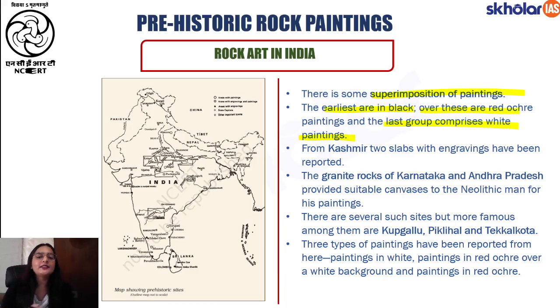Now, apart from all the states which we have discussed, we are going to take an example of Kashmir. Now, Kashmir, students, is important because herein we have found another type of painting, that is engravings. Okay, what is engraving? Engraving means making something by digging into a stone slab. Painting is done with paint and engraving is done by digging, and that is why this example of Kashmir is important. Apart from this, students, even in the states of Karnataka and Andhra Pradesh, we find examples of granite rock which were suitable canvases to the Neolithic man for his paintings.